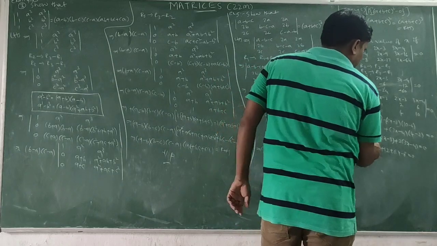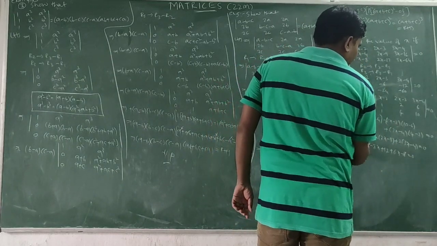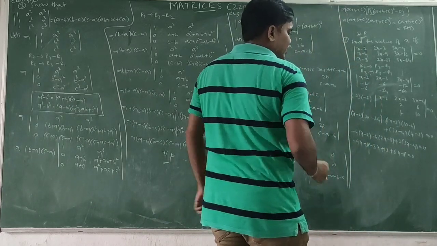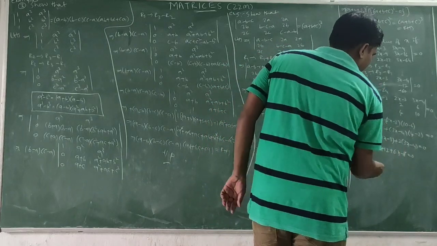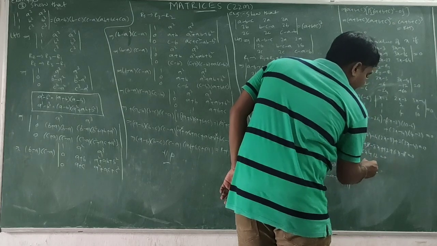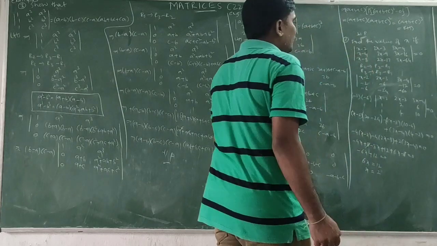So minus 8 plus 8 gets cancelled. Minus 4x minus 8x is minus 12x, minus 12x plus 6x is minus 6x, plus 12 equal to 0. So 6x equal to 12, x equal to 12 by 6. One more time, I want to check.